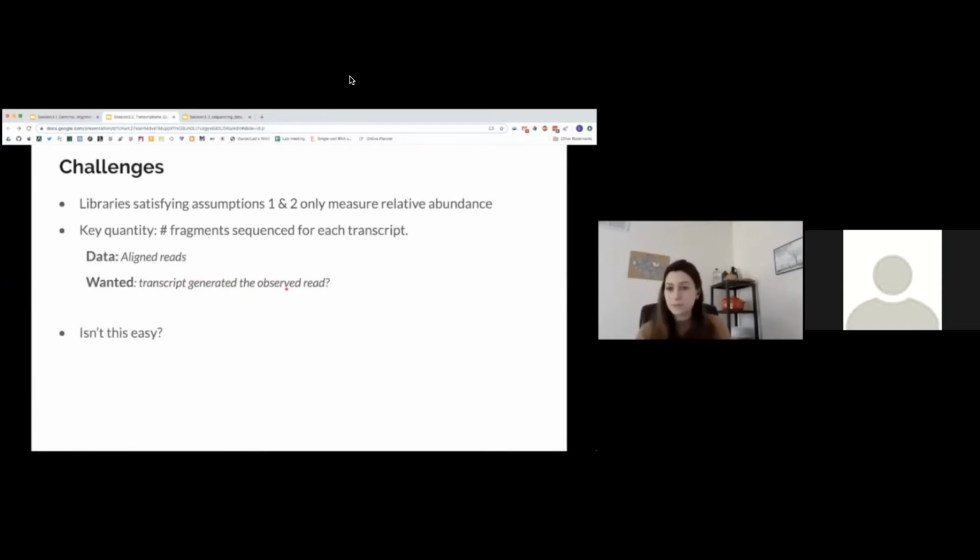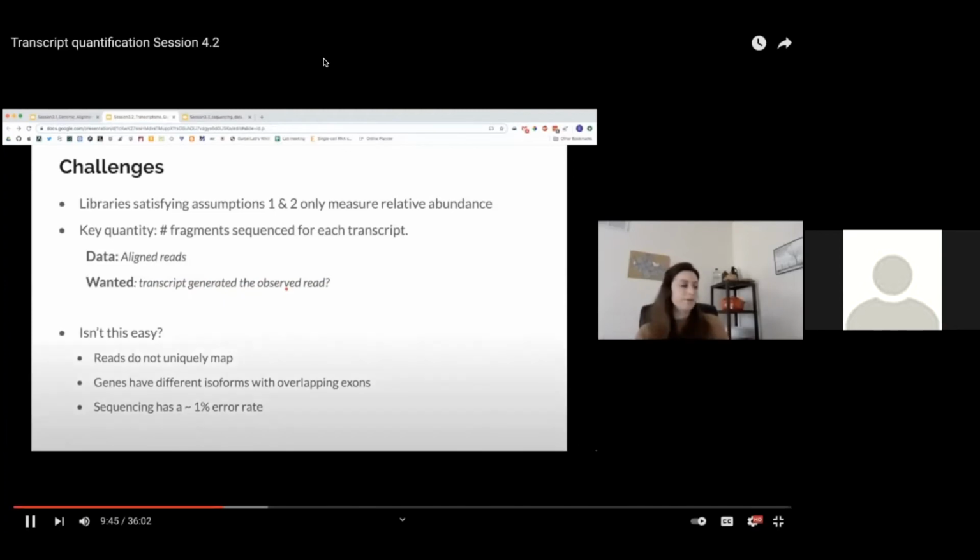So this should be easy, right? I can just count all the reads that I got for a single gene. Well, not exactly, because like we said, the reads don't uniquely map, and the genes have different isoforms with overlapping exons. Also, sequencing has a 1% error rate, which also introduces a little bit more uncertainty on this.